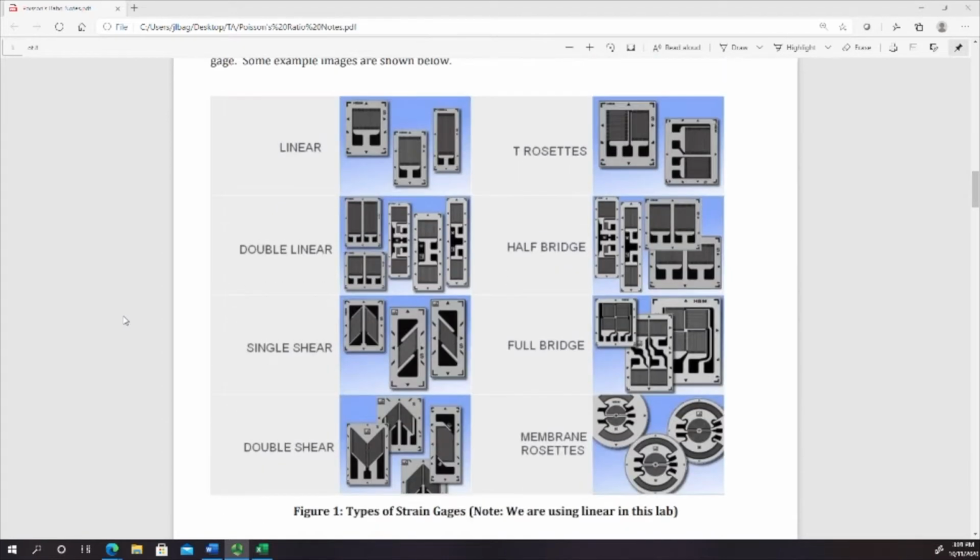So this figure illustrates a couple different examples of strain gauges. In this case, we're using a linear type strain gauge, so two individual linear strain gauges, but there are multiple different types of strain gauges that can be used depending on what you're wanting to analyze.